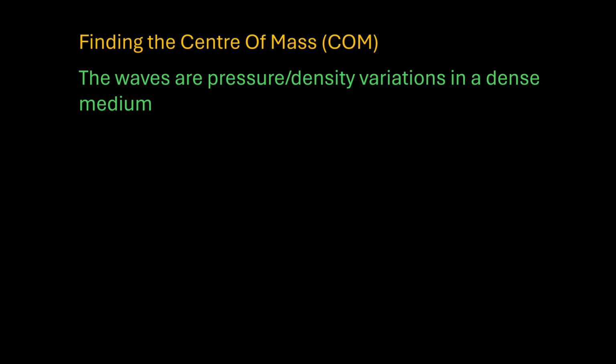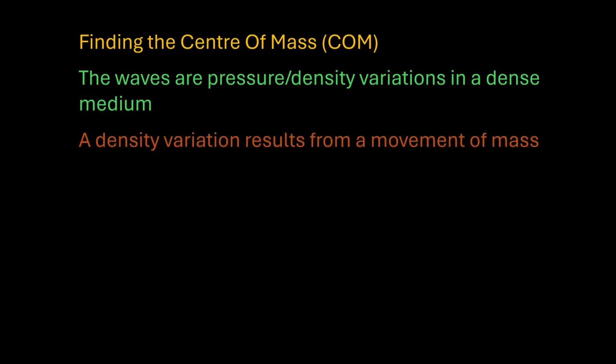Well, the waves are pressure or density waves in this presumed ideal medium, and a density variation can only arise from the movement of some mass. But we don't know what the rest density of the medium is. Can we just ignore it?